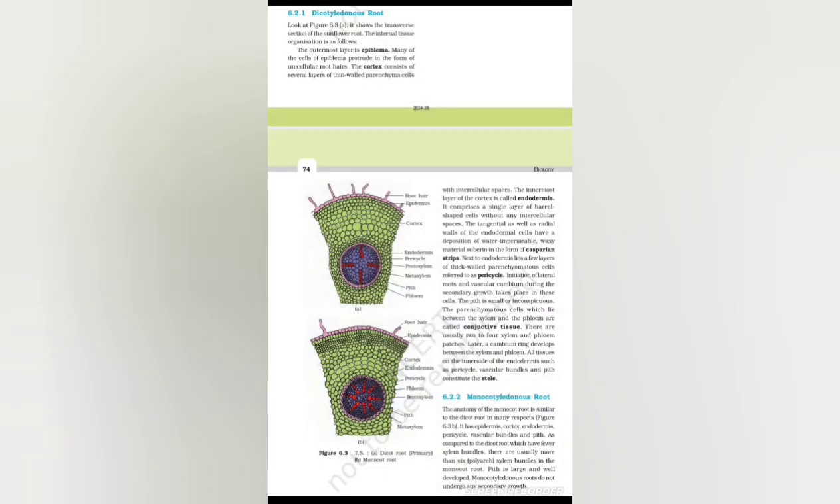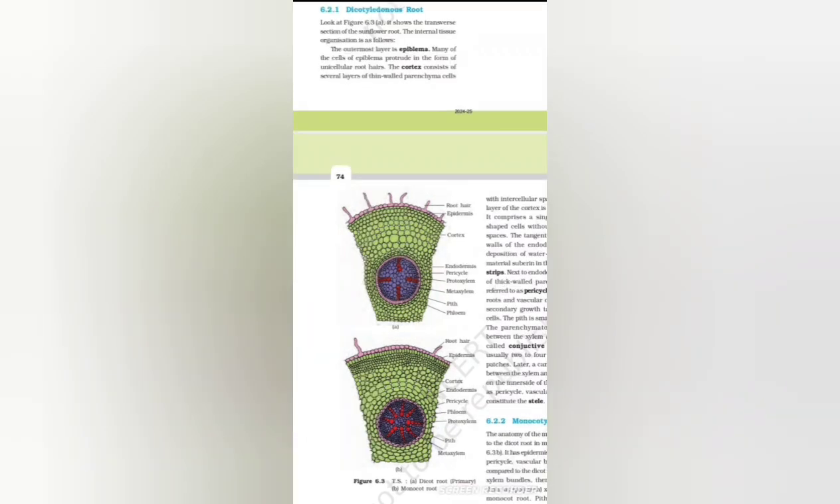Hello friends, today's topic of discussion is dicotyledon root and monocotyledon root. So we can discuss the detailed internal tissue organization in dicotyledon and monocotyledon root. In dicotyledon root, the outermost layer is the epiblema.